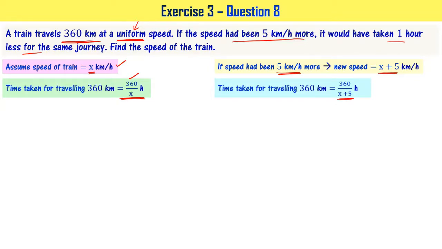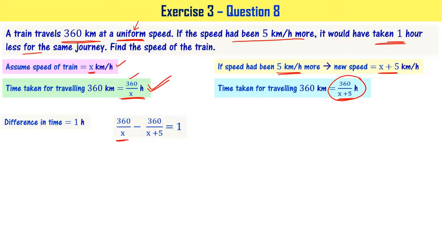The difference between these two timings is 1 hour, right? That's what it is said, that it could have taken 1 hour less. In this case, it had taken 1 hour extra compared to the second case, right? So the difference is 1 hour. It means I can write the equation as 360 by x, this is the time taken for the original case, minus the time taken for the new case, that is equal to 1 hour, right? We have to simplify this equation.